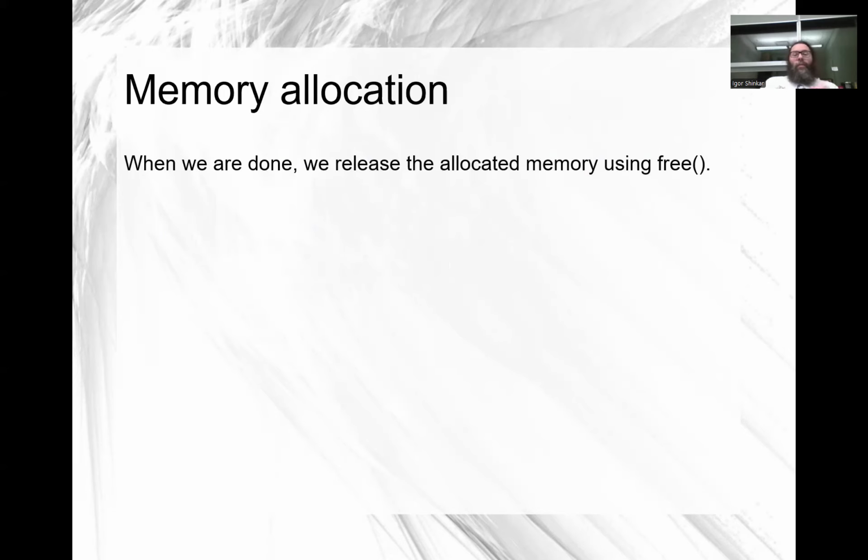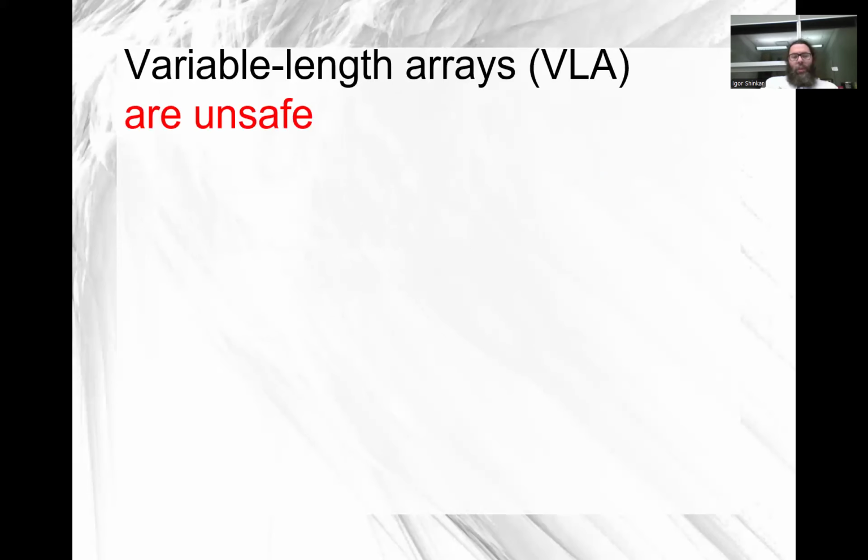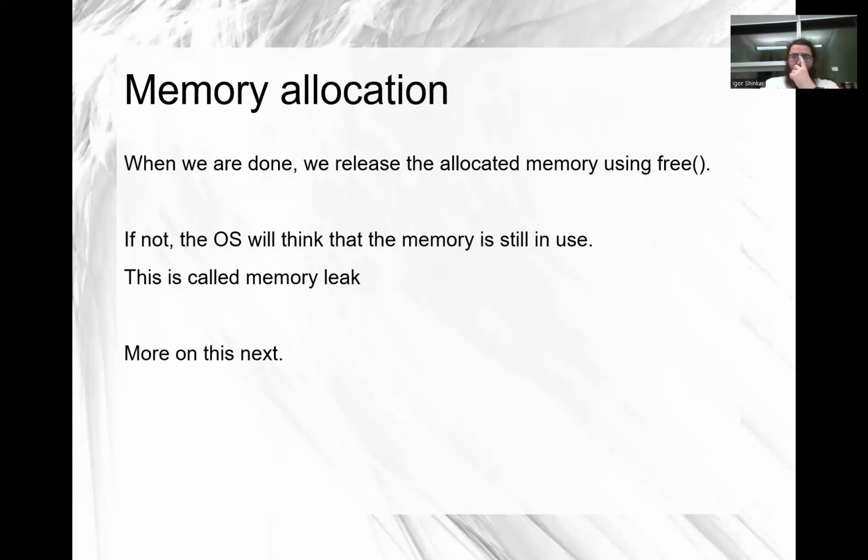Again, very important, I'll remind you again. When we are done with this piece of memory that we got, we need to release it using free. If we don't release it, the operating system will think that the memory is in use. And if we have too many blocks of memory that are in use, in the end, we may run out of memory, although we're not really using it. When we don't use memory and we don't free it, it's called a memory leak. And we'll talk about this next. This is what I wanted to say about memory allocation.